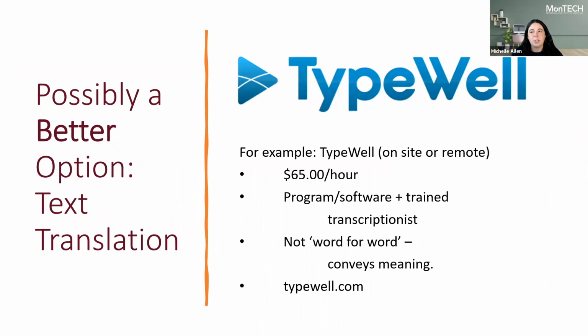So a better option than bad auto-generated captioning you can edit might be a service like Typewell. This service can provide a transcriber who uses abbreviation software to capture the essence of a discussion, which can be read by the user in real time. So you can see on here, that's going to be something that's going to cost you a little bit, but it's less work for you on the back end. And it's not word for word. It just conveys the meaning.